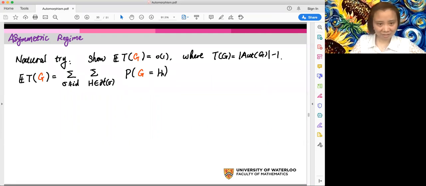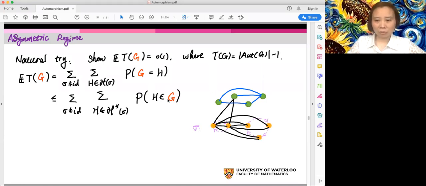This is by definition. Quickly, you can see that you don't really have to think about edges that are not incident with vertices that are moved by this permutation. So in this example, for instance, this permutation swaps those two vertices, and cyclically maps this to this and this to this. This is a cycle here. You just need to make sure H is consistent here.